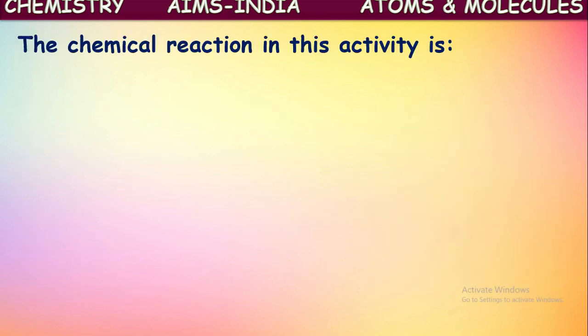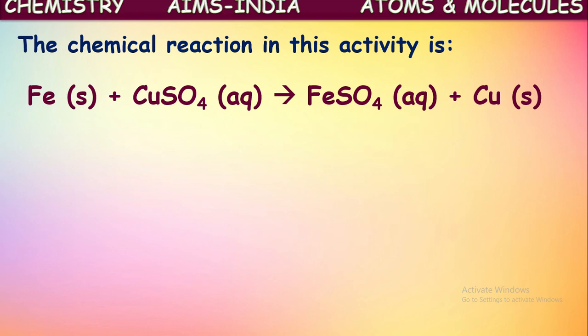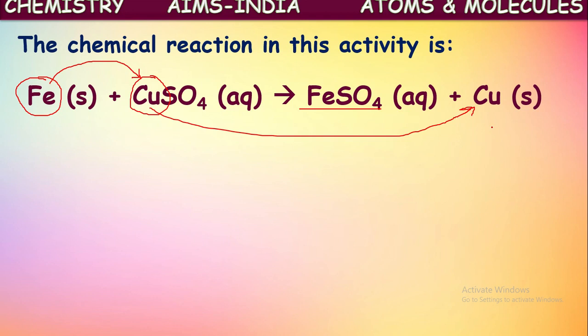The chemical reaction in this activity is actually iron on reaction with copper sulfate forms iron sulfate and copper. Here, iron is more reactive than copper in the copper sulfate. It displaces copper from its compound and forms iron sulfate. Copper is omitted out. So here, iron displaces copper from its compound and forms a new compound, iron sulfate. That is why this is called a displacement reaction.